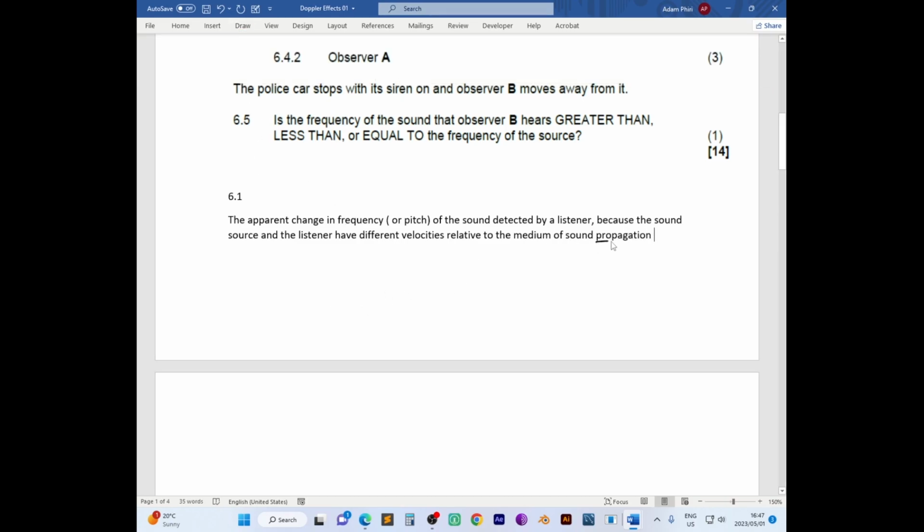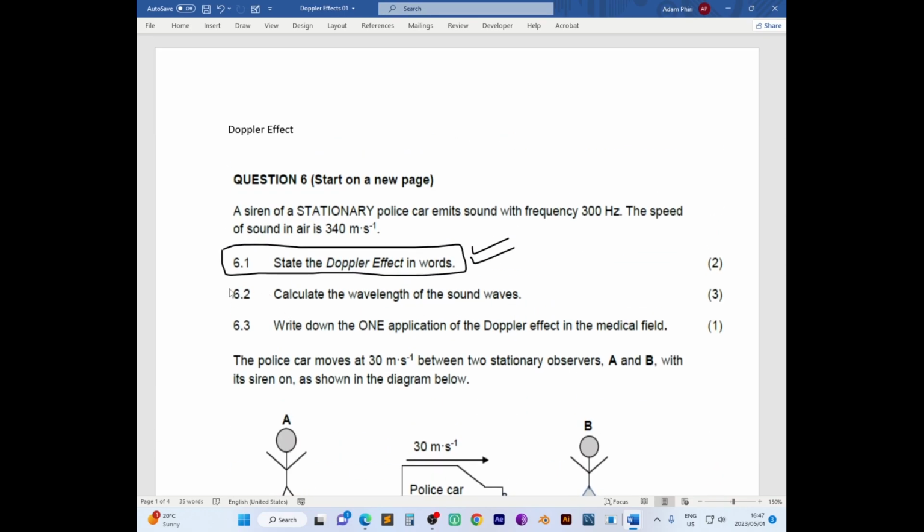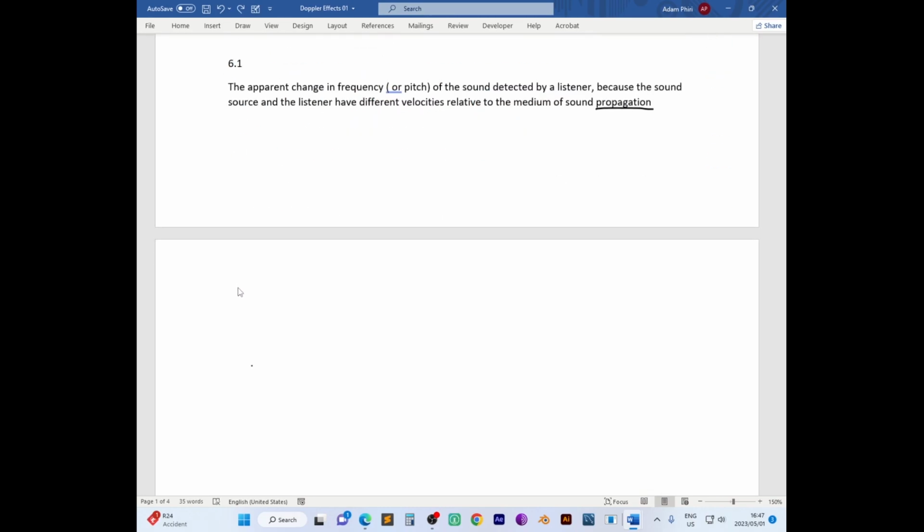So sound propagation means transmission of anything, like how sound travels. So that's what propagation means. So we're going to answer question 6.2.